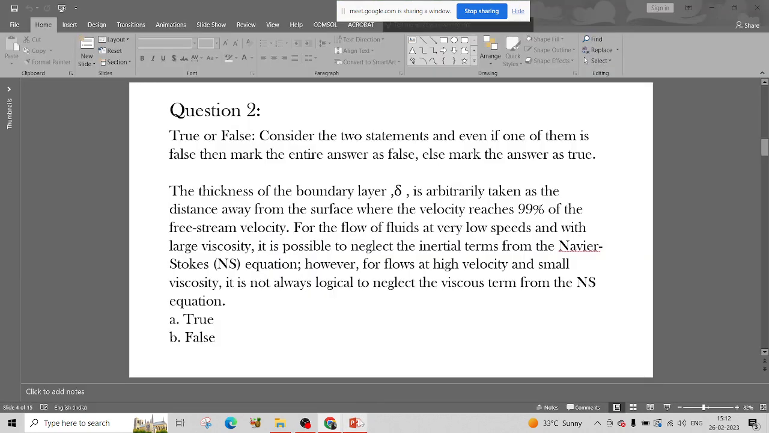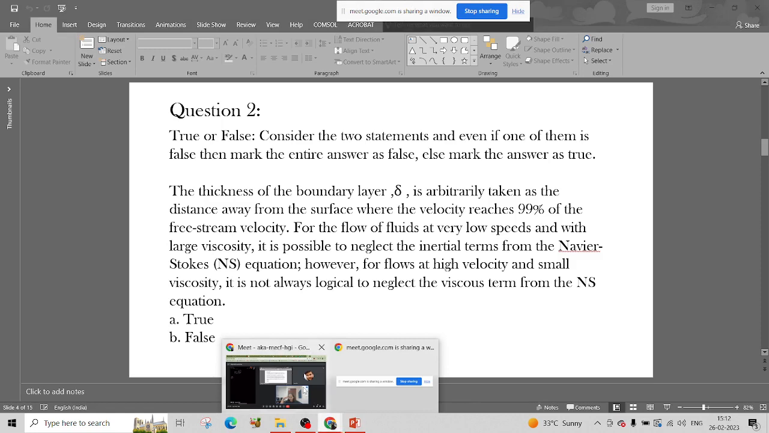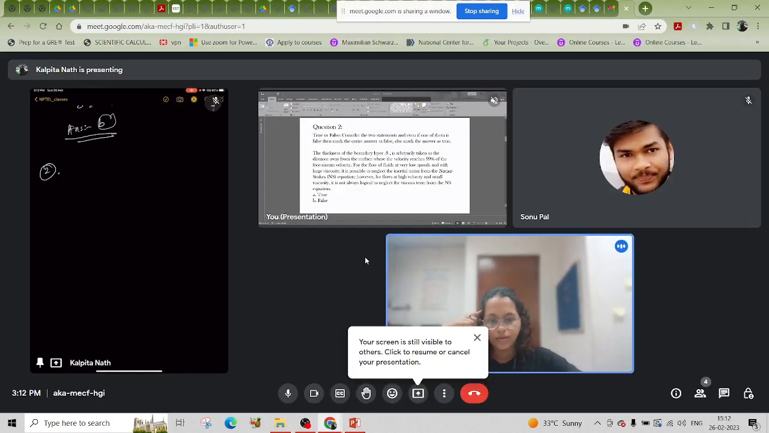Let me repeat the question for you. The thickness of the boundary layer delta is arbitrarily taken as a distance away from the surface where the velocity reaches 99% of the free stream velocity. For the flow of fluid at very low speed with large viscosity, it is possible to neglect the inertial terms from the Navier-Stokes equation. However, for flows at high velocity and small viscosity, it is not always logical to neglect the viscous term from the Navier-Stokes equation. Now, if any one of these two sentences is false, then mark the entire answer as false. So, this is the question. You can take 1 minute to answer it.